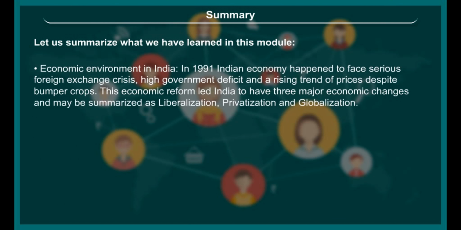Economic environment in India. In 1991, the Indian economy happened to face serious foreign exchange crisis, high government deficit and a rising trend of prices despite bumper crops. This economic reform led India to have three major economic changes and may be summarized as liberalization, privatization and globalization.